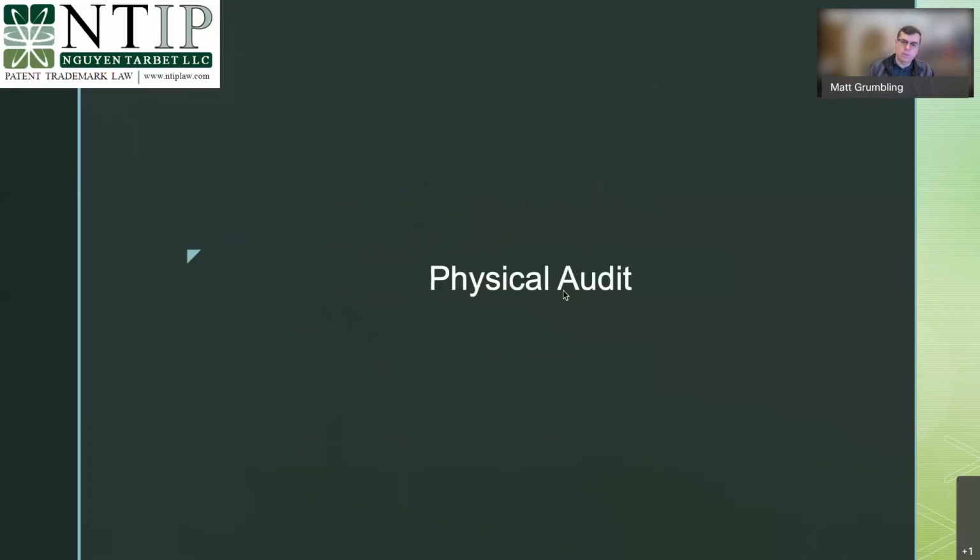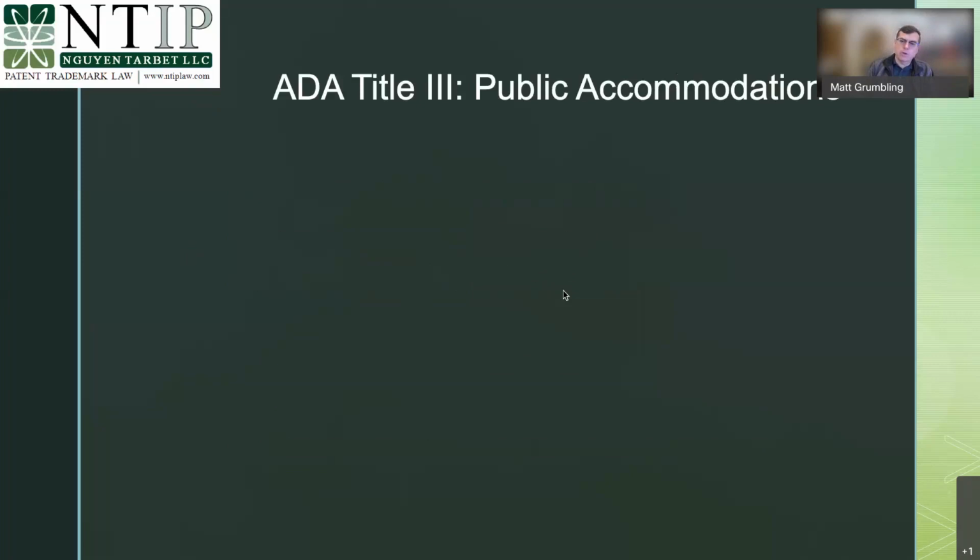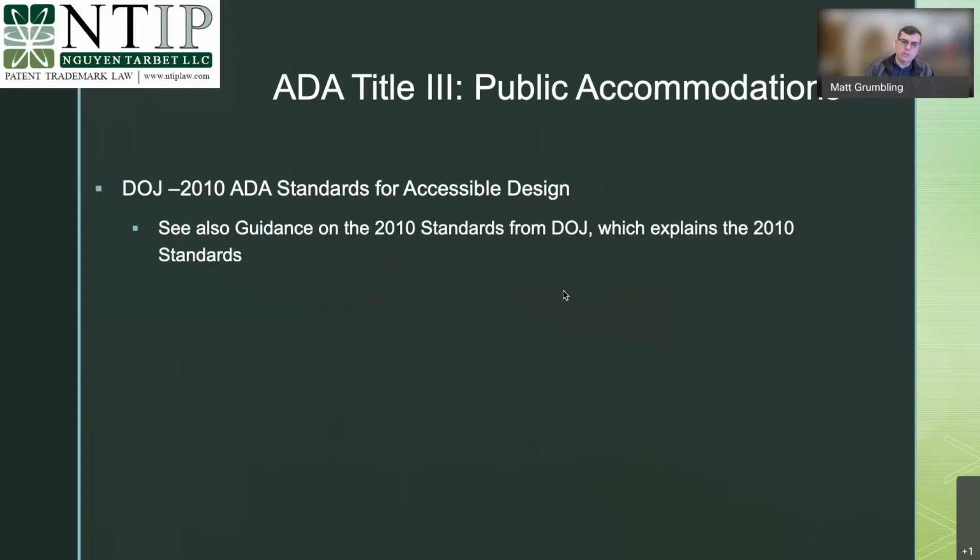So let's talk a little bit about a physical audit. And the challenge I have here is talking about these things, giving you something more than I gave you in the last few weeks, but not getting too much down in the weeds, because that gets really boring really fast. So just a reminder, the ADA Title III covers public accommodations. These are the standards, the 2010 ADA standards. They haven't changed much.